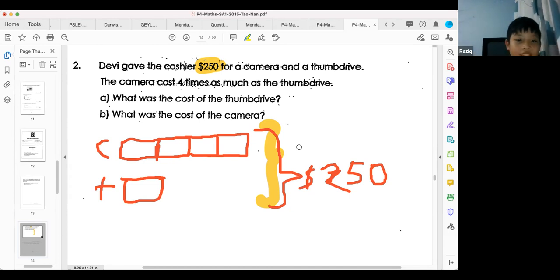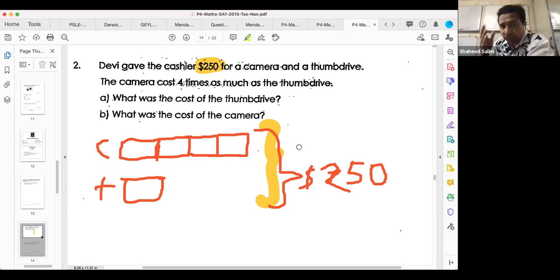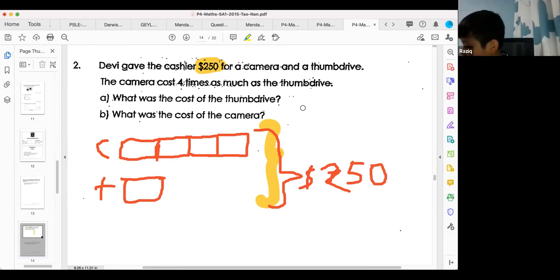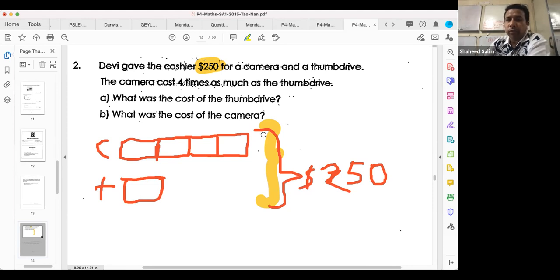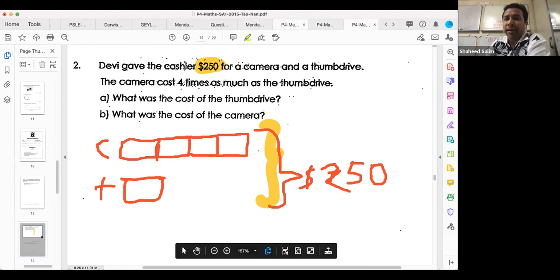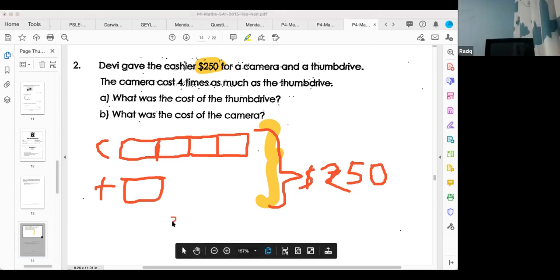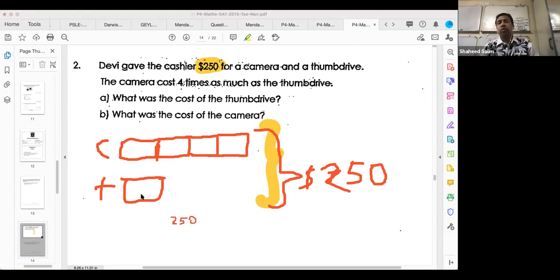How many units is equal to 250? 5. Then find 1 unit. Then you can find the thumb drive. 250 divided by 5. Now, I'll show you a simple way of dividing. You can cover the 0. You know how to do that way or not? You know what I mean? 50, good. So the thumb drive is 50.